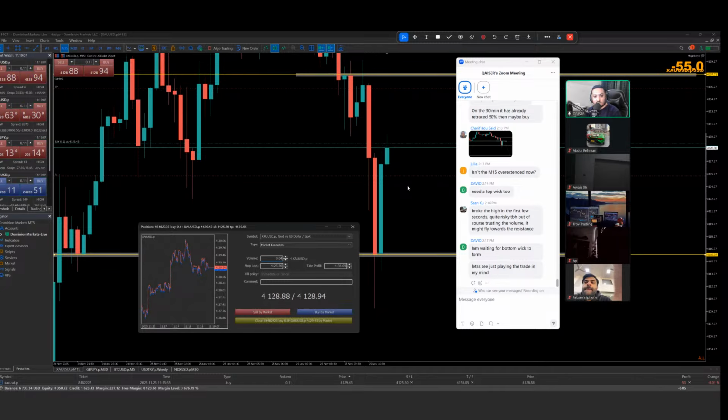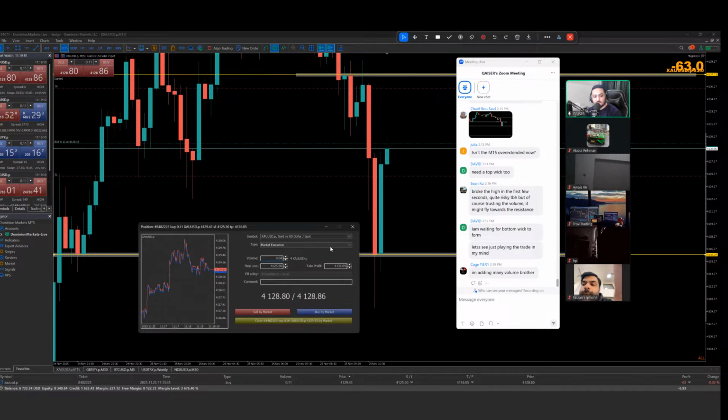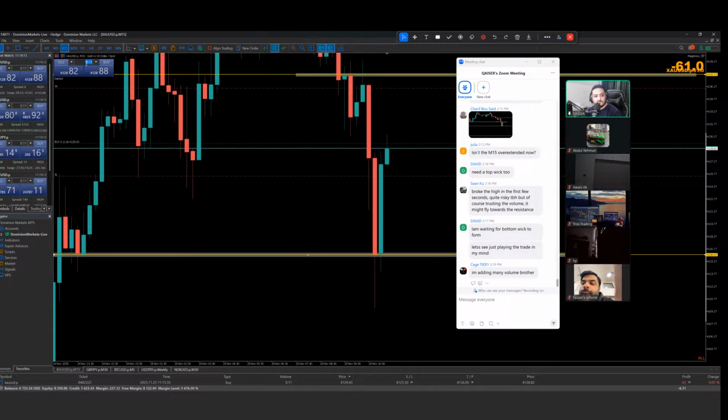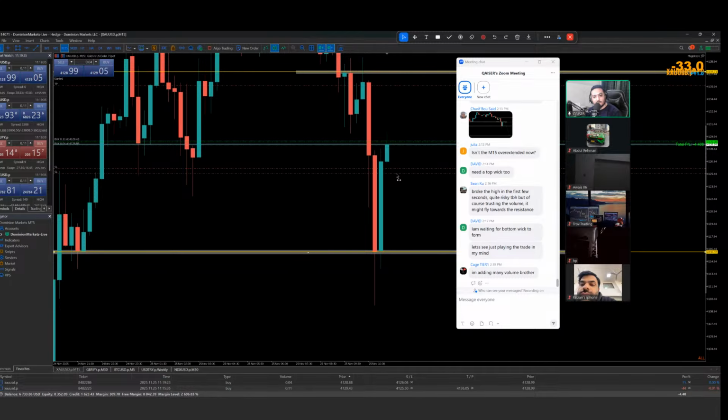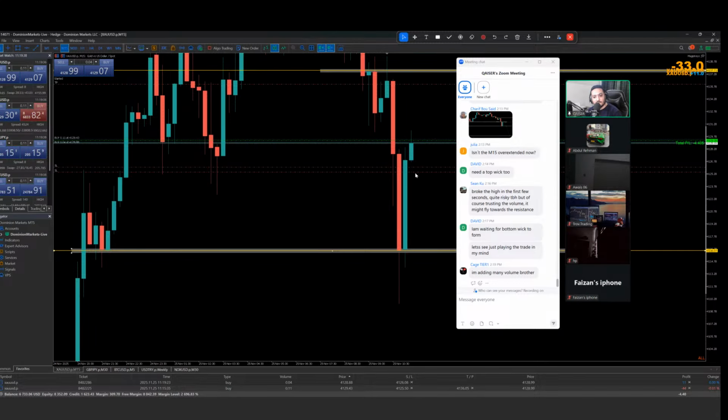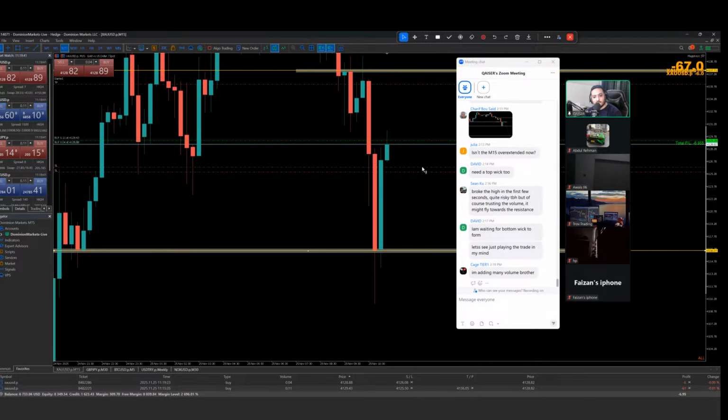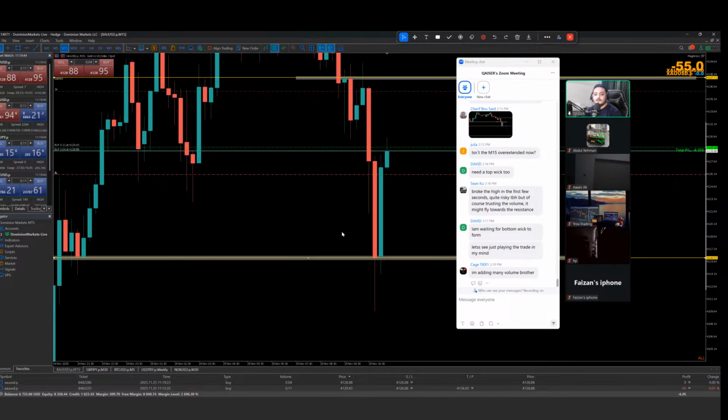0.04. I'm adding one more position. Oh, it just closed. 0.04. I'm more comfortable with this structure. I'm adding one more position into it, placing the stop loss somewhere here. So I'm going to risk about $50 on this trade. This makes sense to me. So let's see if volume will help me out. We'll see.